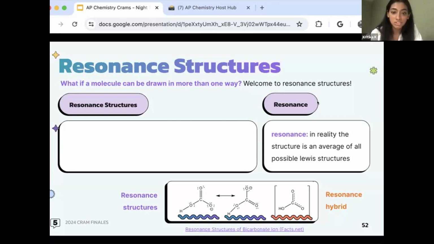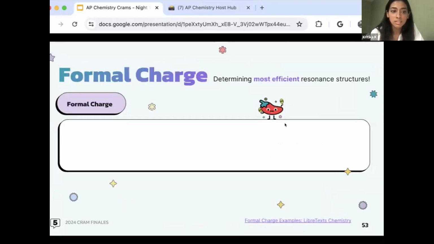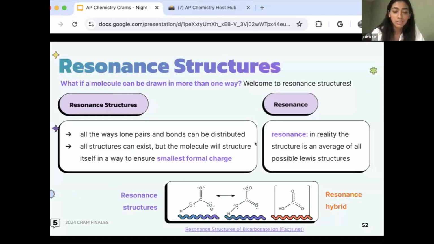Welcome to resonance structures. So, I think, can you guys see there? I think it should be working.